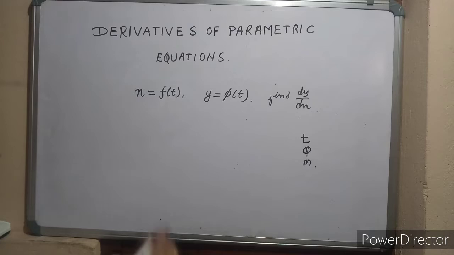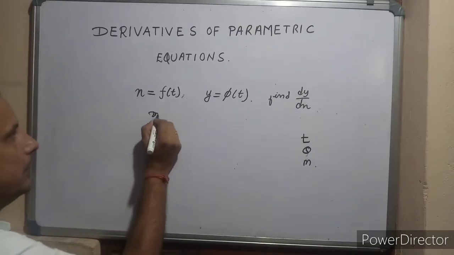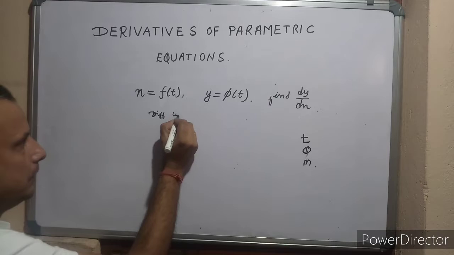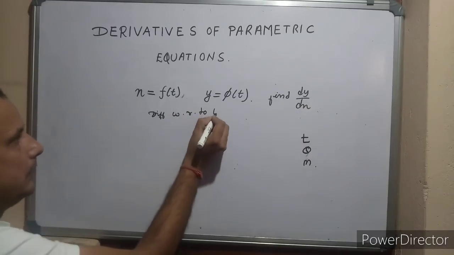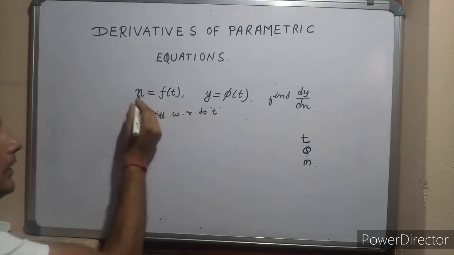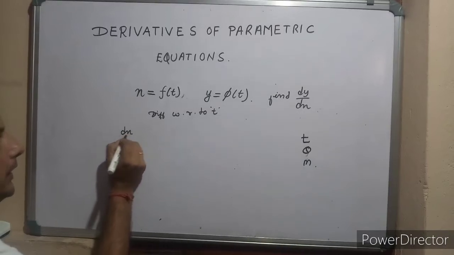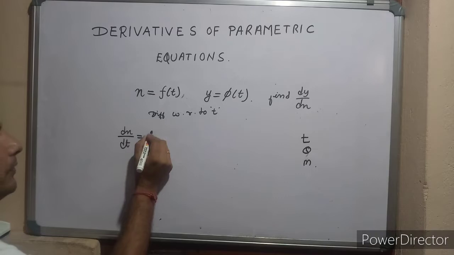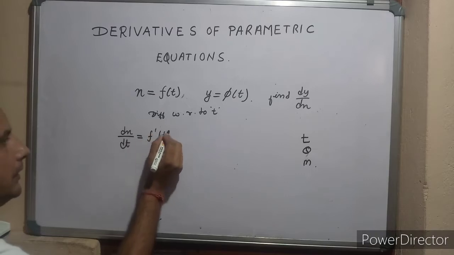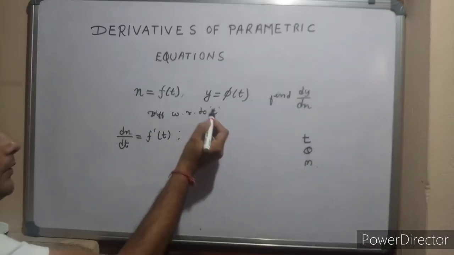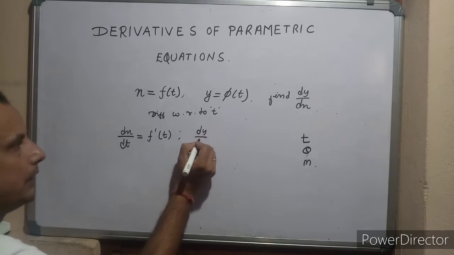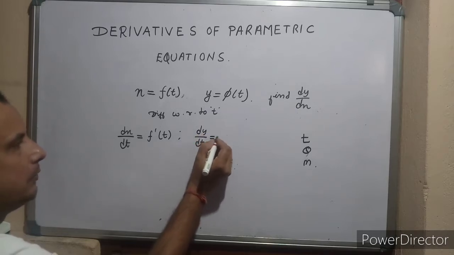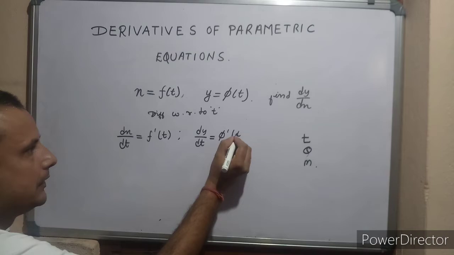Now I'll differentiate both the functions with respect to t. Differentiating both the equations with respect to t, x with respect to t, we can write dx over dt equals the derivative of f(t), which is f dash t. Similarly, y with respect to t, we get dy by dt equals phi dash t.